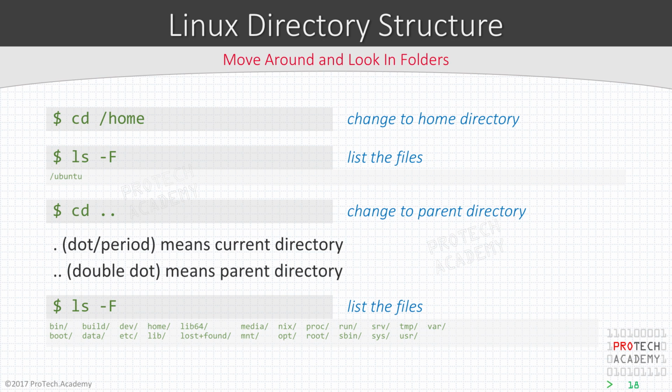Dot and double dot are two special names that are used to refer to the current directory and the parent directory, respectively. If you're in a directory and you want to change to the parent directory, that is, the directory that this current directory sits within, you would type cd .. return. Of course, if you're at the root directory, it won't go anywhere since the root directory is already the top-level directory.